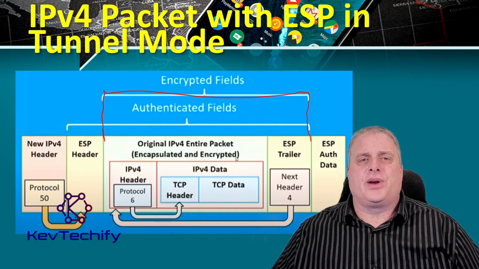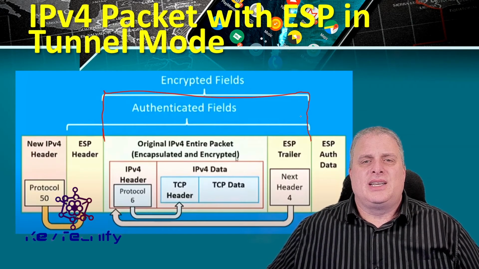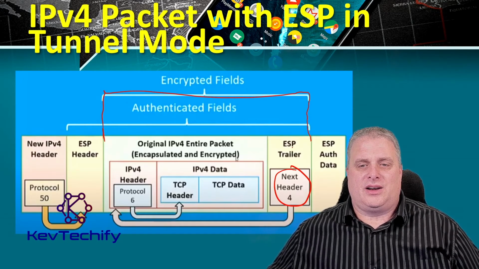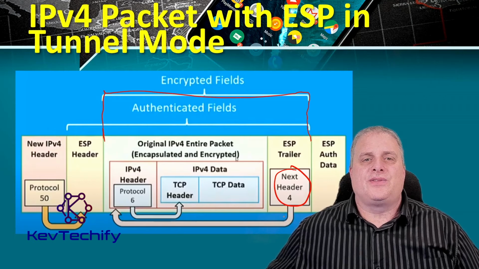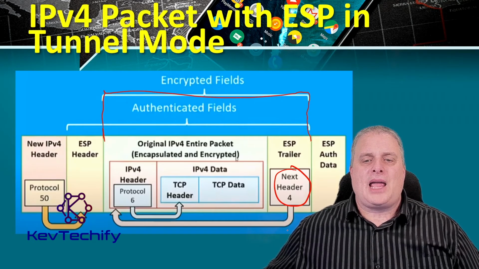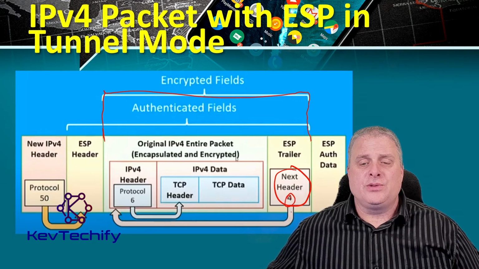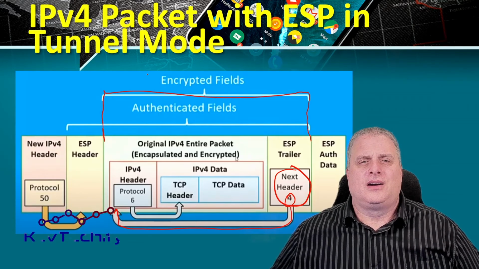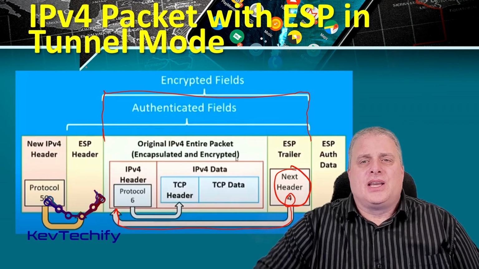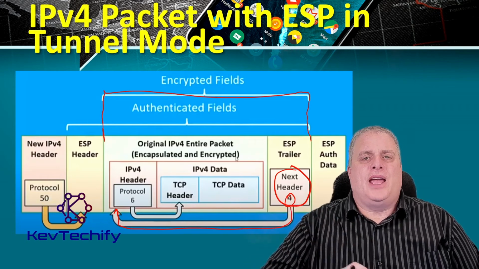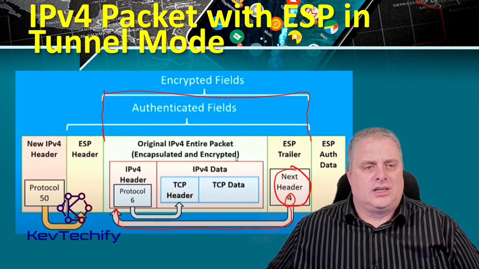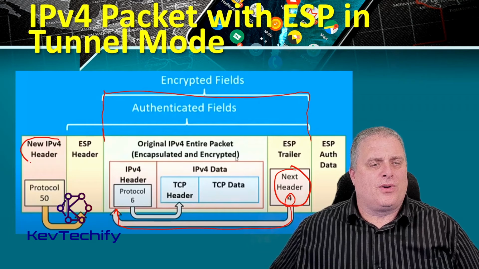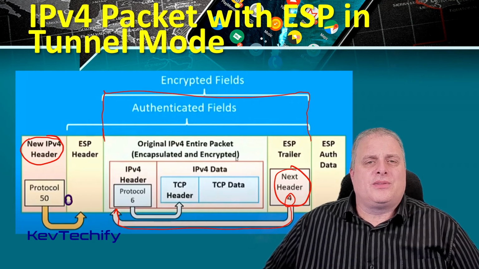Notice that our ESP trailer here says the next field, and it'll point to the IPv4 header. That's what the 4 signifies. It points to the IPv4 header. There's an IP address, and there's a new outer public IP address over here. So now we have a new IPv4 header with a new IPv4 address.